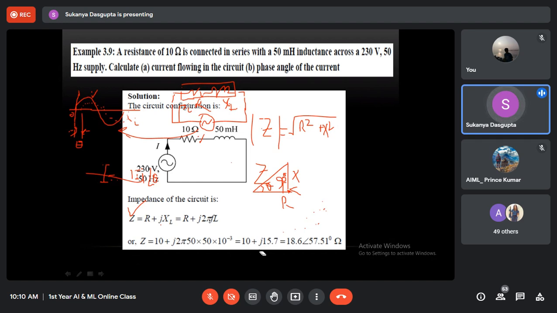Yes, ma'am. From this expression, 10 plus j of 15.7, you will calculate the mod Z as square root of R square plus X square, where R is 10 and X is 15.7. And theta can be calculated as tan inverse of X by R. It is just a triangle, so we will apply the normal triangle law. Okay, so it's 57.51 degrees.